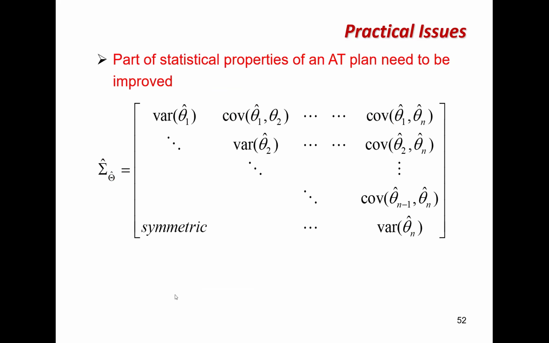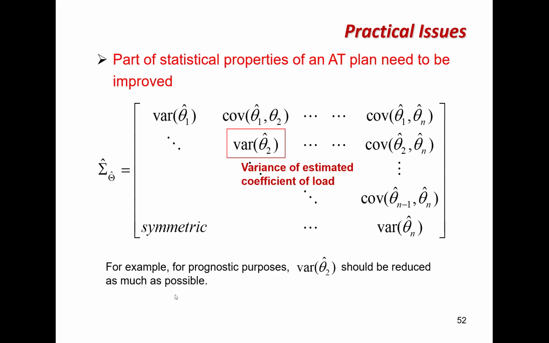And also sometimes we are interested in some of the statistical properties of the AT model, and the AT plan needs to be improved. For instance, this is the variance covariance matrix estimate. And this term is the variance of the theta 2 parameter, which is the variance of the estimated coefficient of load. So if you are interested in minimizing or reducing this variance term, you have to change your accelerated testing plan. For instance, if you want to do prognostics, this theta 2 is associated with load. When the load changes, in the model it plays a very significant role in the remaining useful life prediction. You have to make sure that you try to minimize the uncertainty in this parameter estimate.